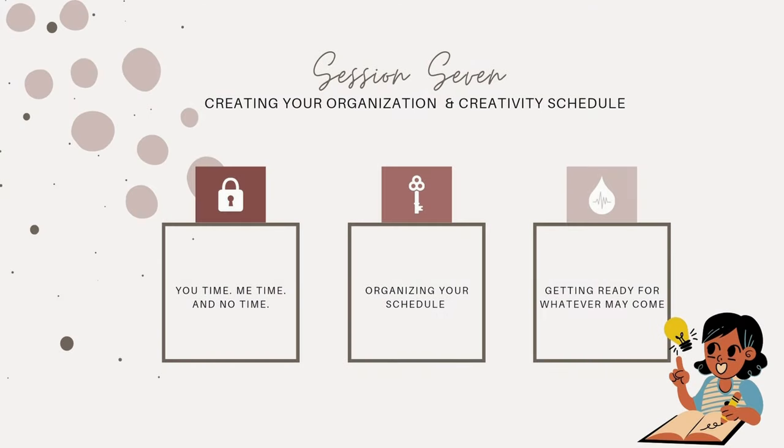This is session number 7, creating your organization and creativity schedule. This plan was created specifically for the luteal phase, but like any other plan in my Sacred Blood strategy for cyclical living, you can apply this plan as necessary during any phase of your cycle.